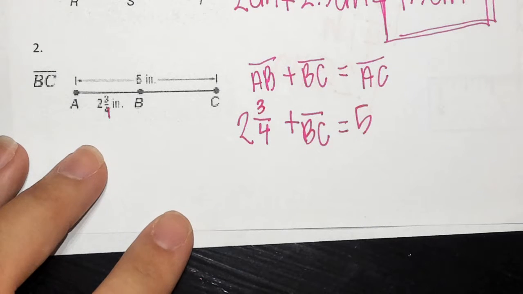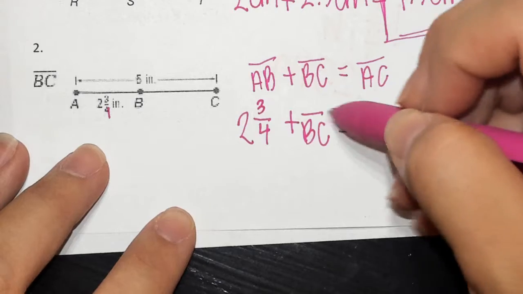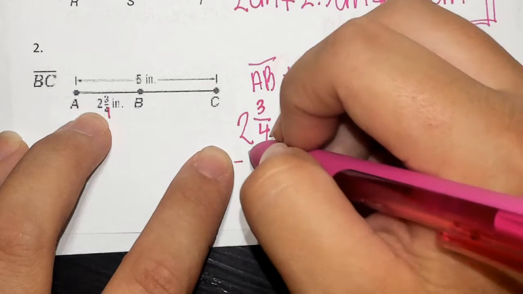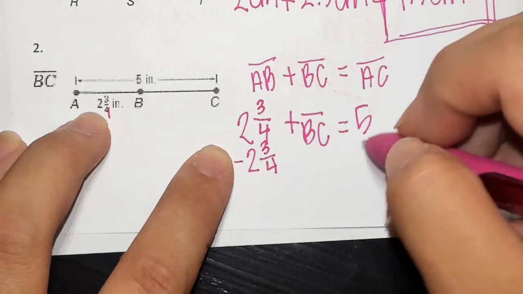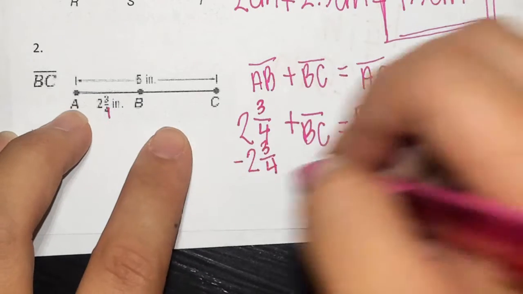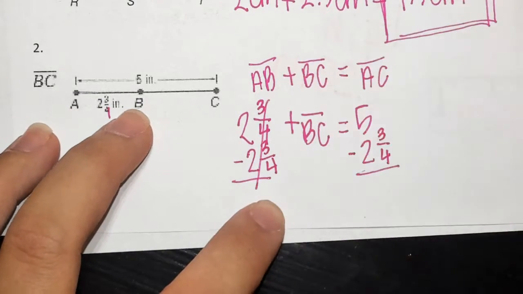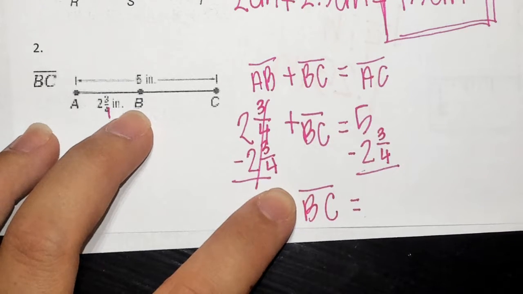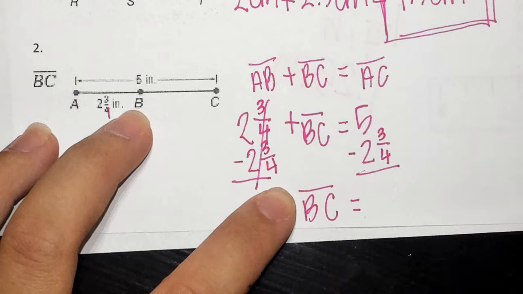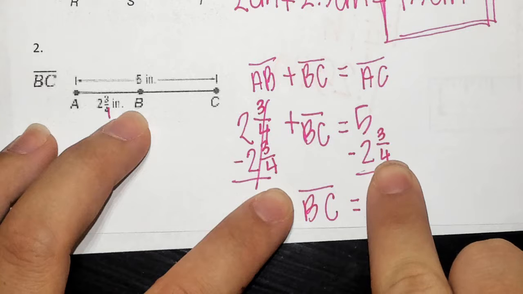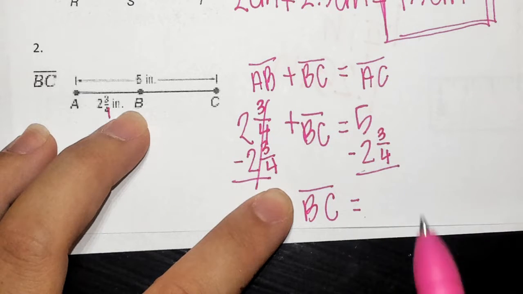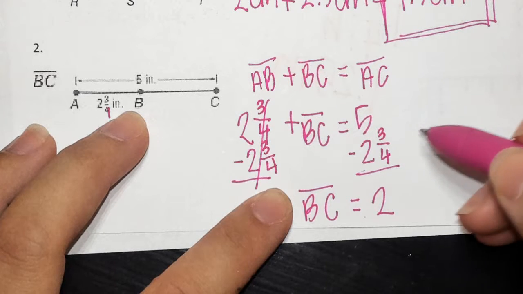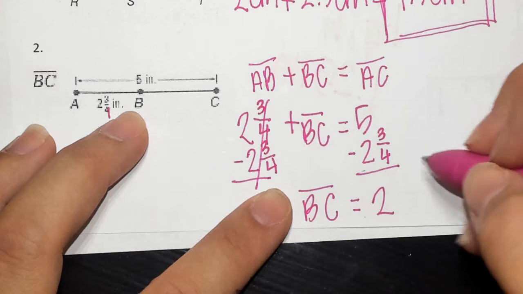Now, isn't this just a one-step equation? Okay, I know these two, I need to solve for BC, so how do I get this one to the other side? Subtract it, yeah. Good job. Okay, so those cancel. And I know that BC, don't you reach for that calculator. Think about it. Let's round this up to 3, right? What's 5 minus 3? So there's 2 whole. And then I'm subtracting 3/4. How much is left? 1/4.